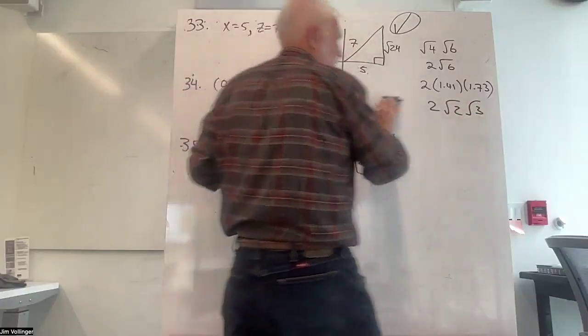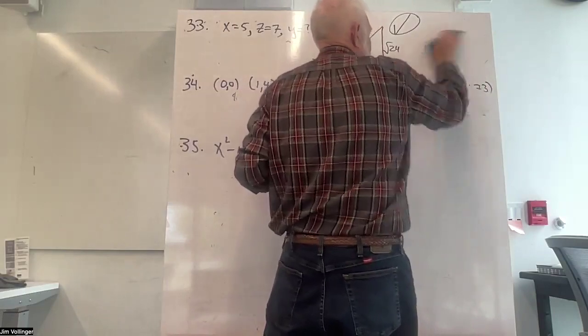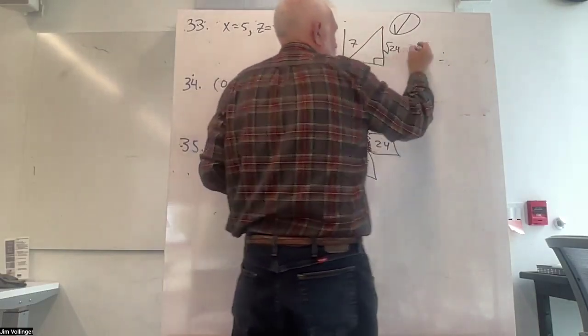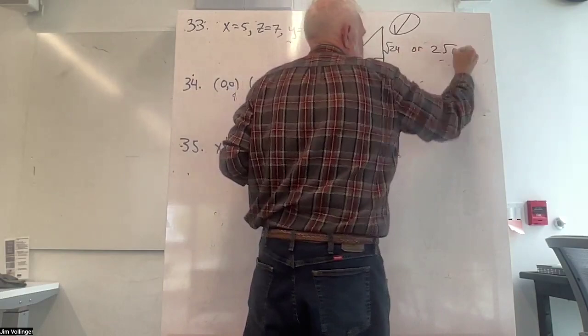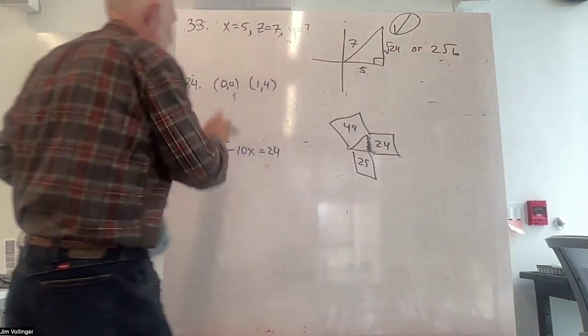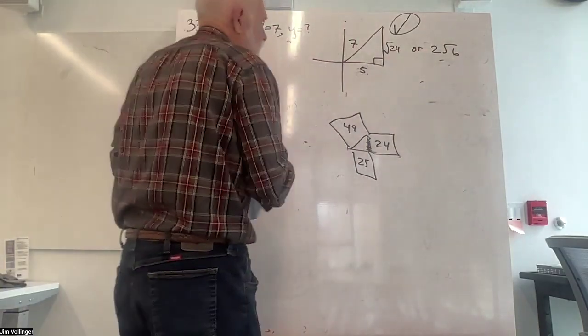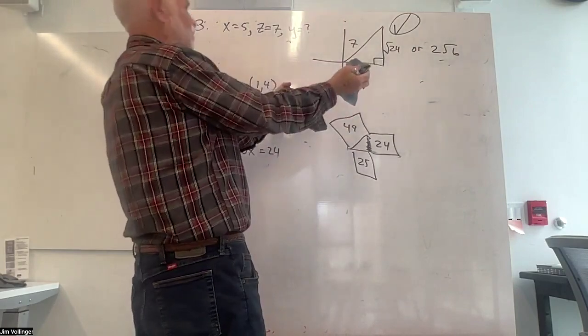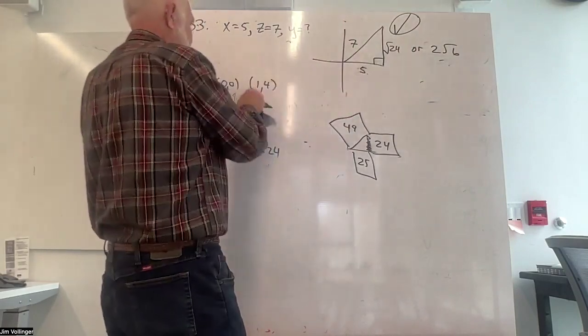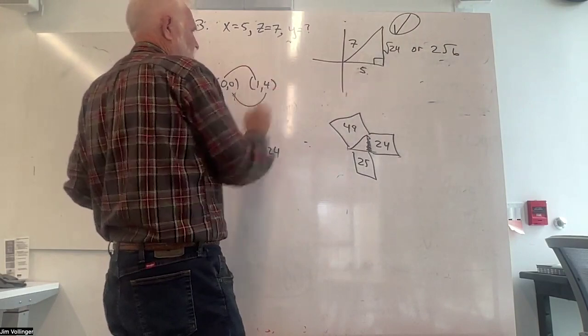I'm lecturing now, but I don't mean to. I just want to get correct answers. So root 24 or better, 2 root 6. Those are your answers for that. 0, 0 to 1, 4. I think we're doing the same thing here. That's an x change, and that's a y change.